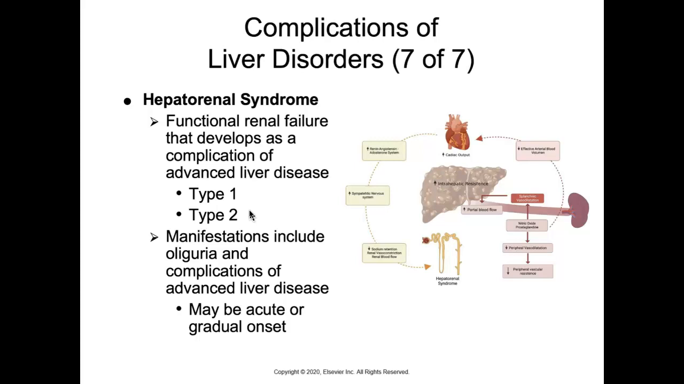Type 2 is going to be one that develops more slowly, and it's going to be related to ascites. So we'll still get that low blood volume because all that fluid is moving into the peritoneal space. And so in both of them, we'll see oliguria and complications of advanced liver disease, which can include sodium and water retention. And that typically we'll see with the ascites and peripheral edema. We've got hypotension and peripheral vasodilation. And we'll also see some other manifestations that are similar to some of the other conditions that we've discussed in this video. So we'll see most of these patients will have jaundice, peripheral edema, or GI bleeding present.